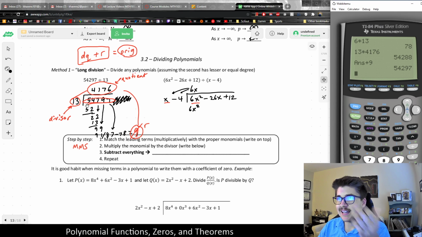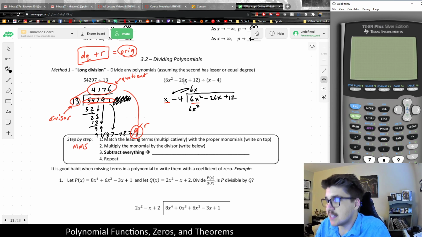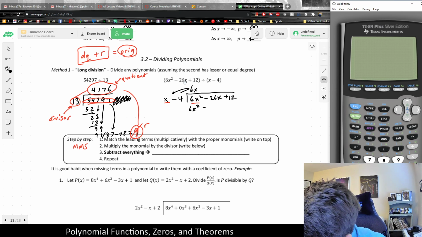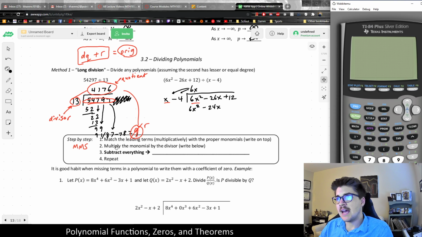Unlike over here, well, notice how the 5 was a perfect match. Technically, sometimes those numbers might not match, like 22 and 13, but it's not a perfect comparison. And then 6x times minus 4 is negative 24x. Again, that one's not a match, but that's totally fine. And so that would be the end of the second step. We're going to write that right below.